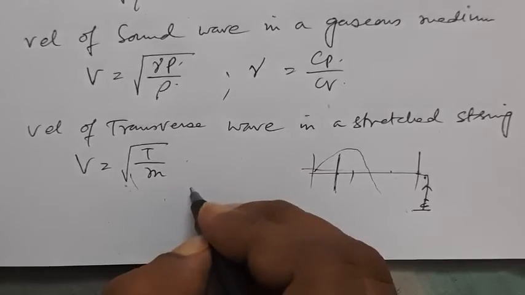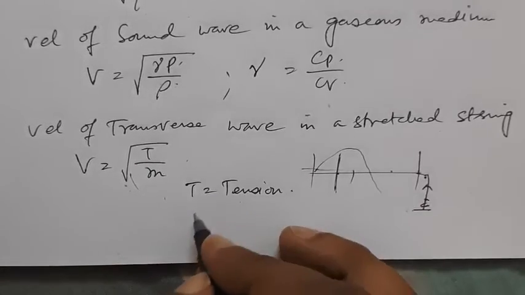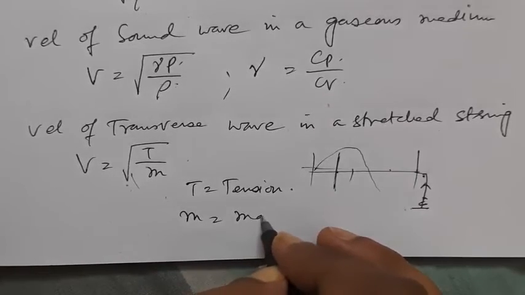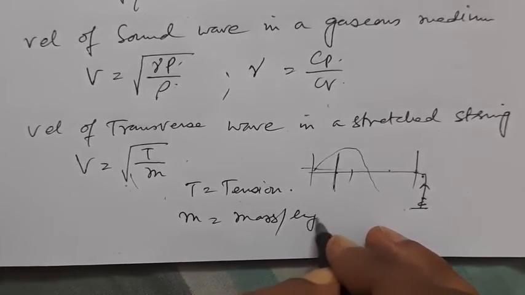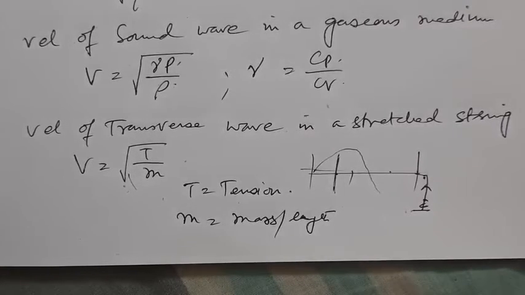Now what is T? T is the tension or the force. And what is M? It is the mass per unit length. Don't mistake it for only the mass of the wire. It is the mass per unit length of the wire.